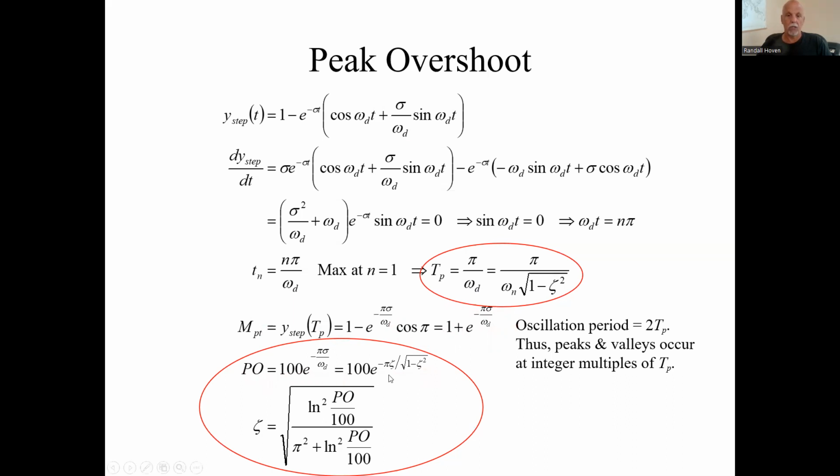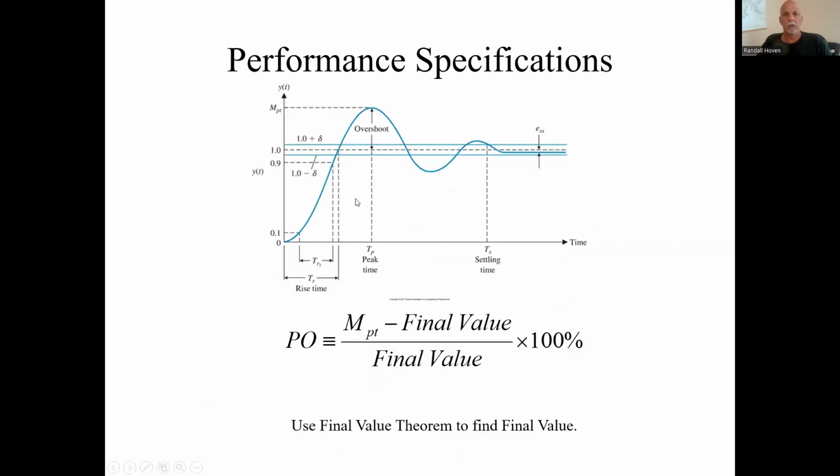Or going the other way, since it's only a function of the damping ratio, if you give me a percent overshoot spec, I can calculate what the damping ratio needs to be. And as a side benefit, all these other peaks and valleys will be at integer multiples of this T sub P. So here's where T sub P is. This minimum occurs at 2 T sub P. This other little maximum, local maximum, occurs at 3 T sub P, etc.